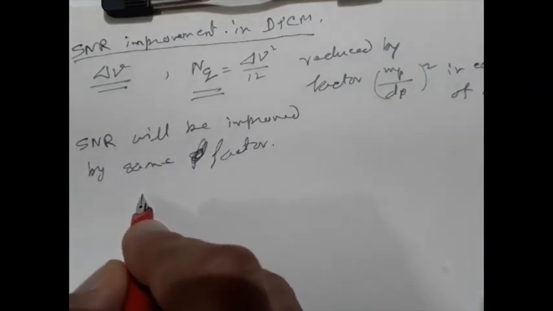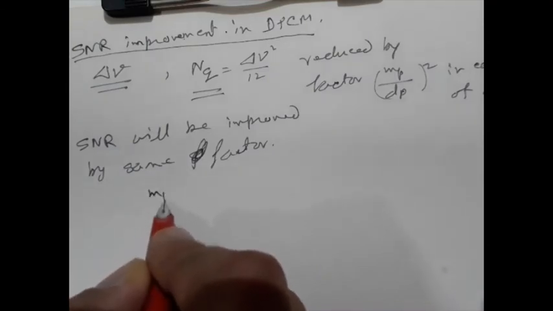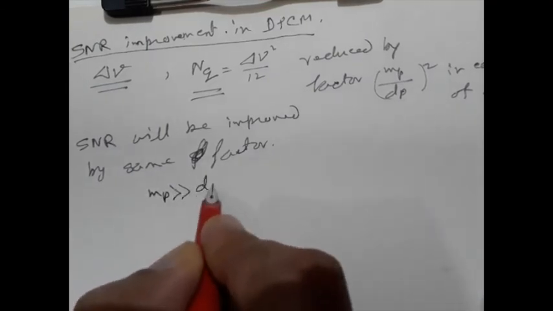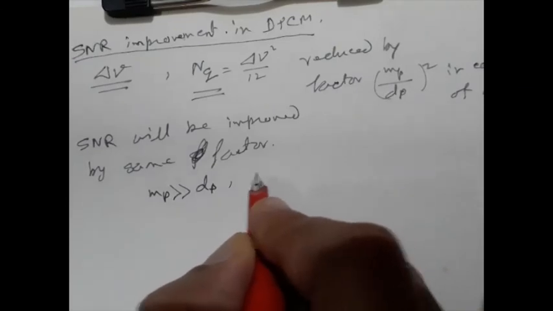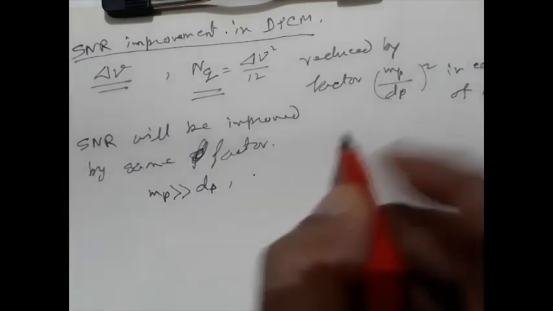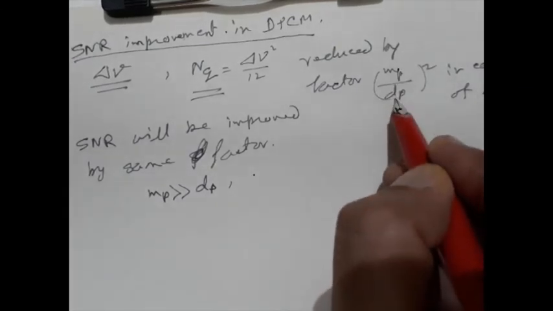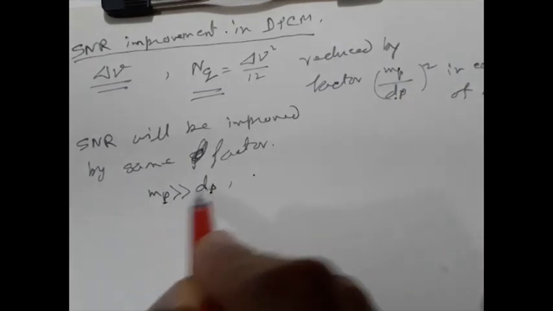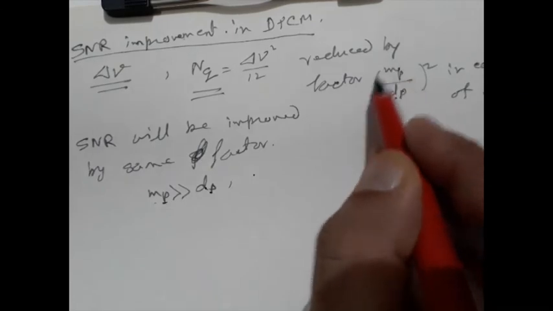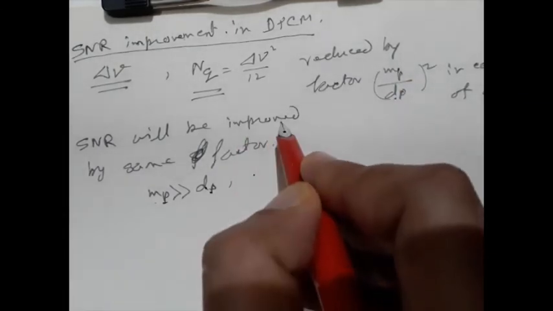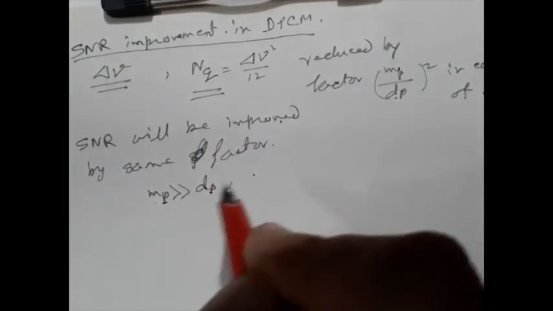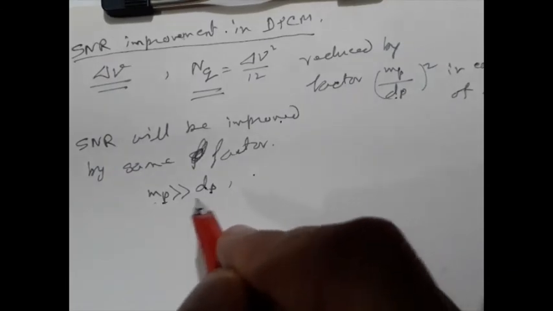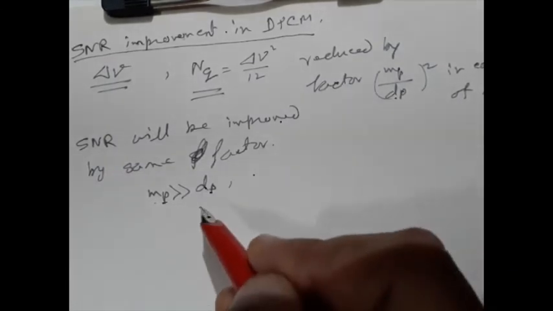Now, since MP is much greater than DP, the improvement is very high, because the factor is MP by DP. So MP is much greater than DP. So obviously this factor is very high. So SNR improvement is very high for this DPCM system.